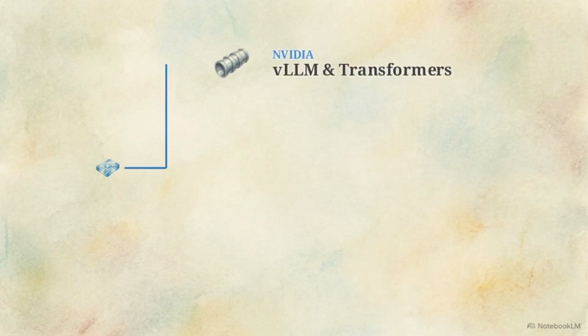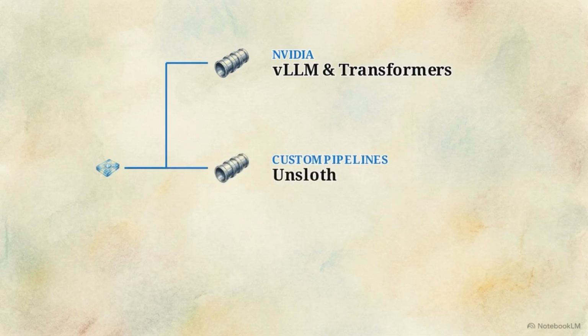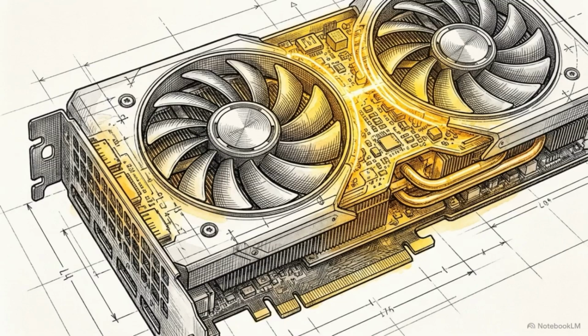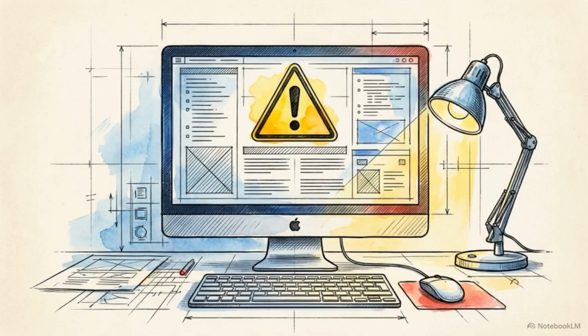From there, native integrations branch out: vLLM and Hugging Face transformers for NVIDIA, Unsloth for custom pipelines, and MLX for Apple Silicon. Structuring the software stack this way takes a massively complex experimental architecture and successfully deploys it on standard consumer-grade hardware. It is crucial to remember the operational boundaries here.